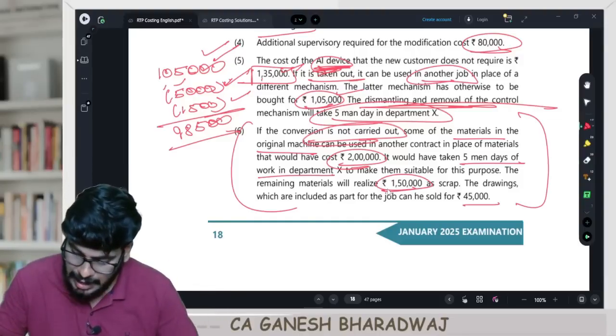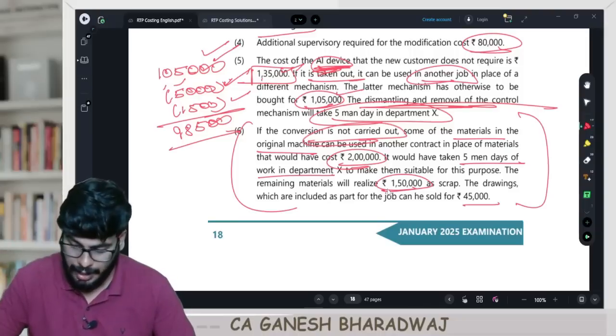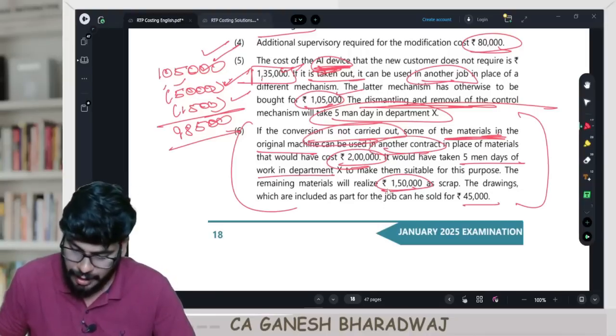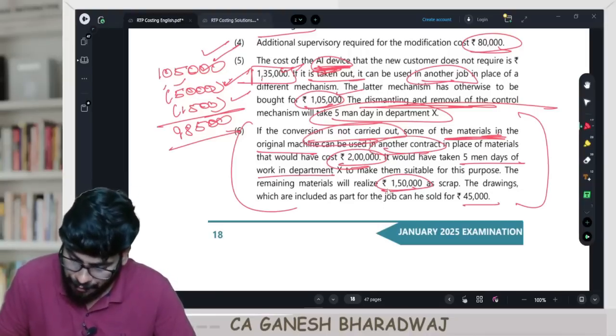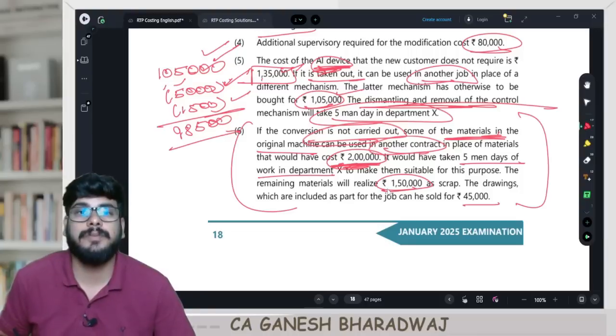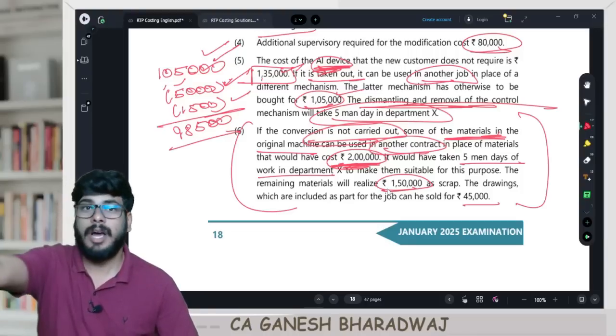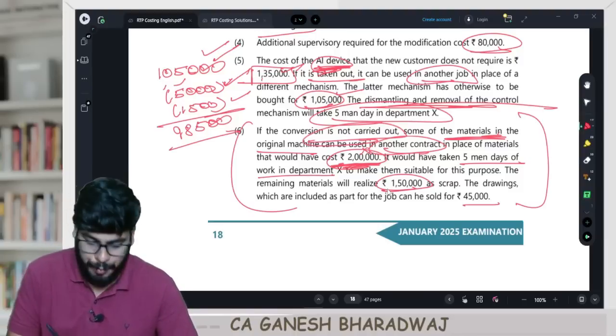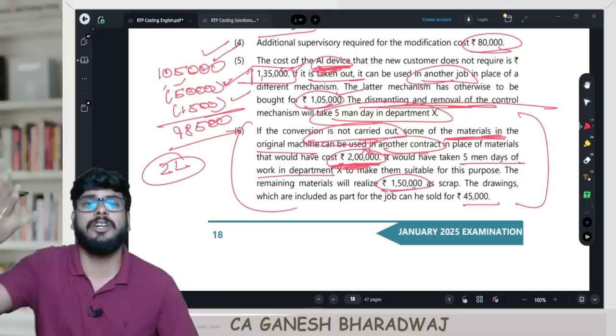What they are saying is, if the conversion was not carried out, some of the materials in the original machine can be used in another contract in place of the materials that would have costed how much? 2 lakh rupees. Correct? But because I am selling to this guy, now I am not able to save this 2 lakh rupees. So this 2 lakh rupees is an incremental cost for me.